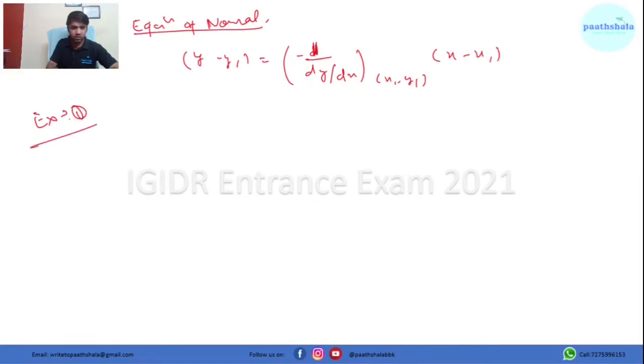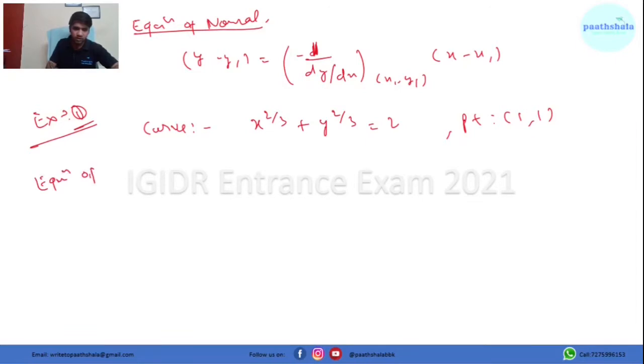Let's understand this by an example. Example one: suppose we have the curve x to the power 2 by 3 plus y to the power 2 by 3 equals 2, and a point (1, 1). We have to find the equation of tangent and normal. This is our agenda. Generally, this kind of question is asked in the IGIDR Entrance Exam.